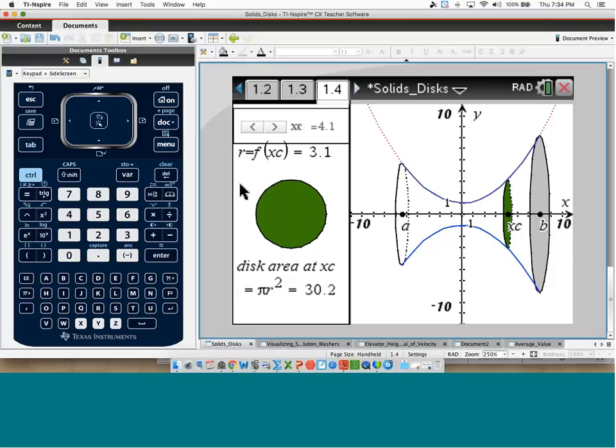And then if you look at what's happening, notice up at the top, it's recording that the radius of that circle we're now looking at, that is a slice, is the value of the function at that C. And then at the bottom, it's actually calculating that area using what all geometry students are studying right now in my class, pi r squared.